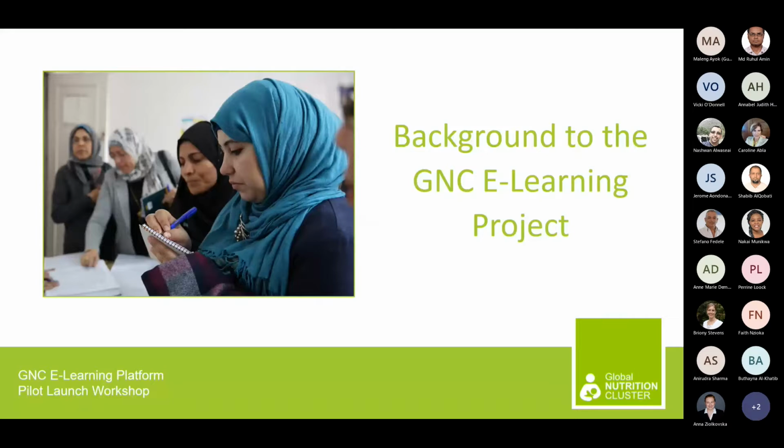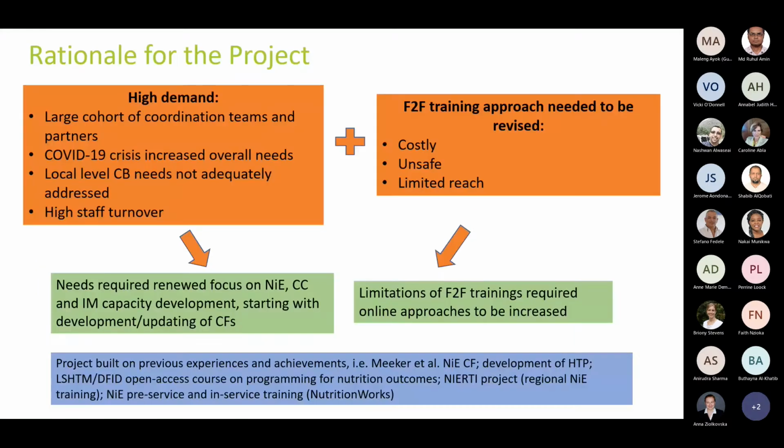So I'm just going to take a moment to remind ourselves of how the GNC e-learning project came to be. The project was really born out of a number of different needs and constraints with regards to the existing GNC capacity building approach. So on the one hand, there was a high demand for capacity development and capacity strengthening with really high needs. We've got a cohort of more than 100 coordination team members and more than 400 cluster partners supported by the GNC, all with ongoing rolling capacity building needs.